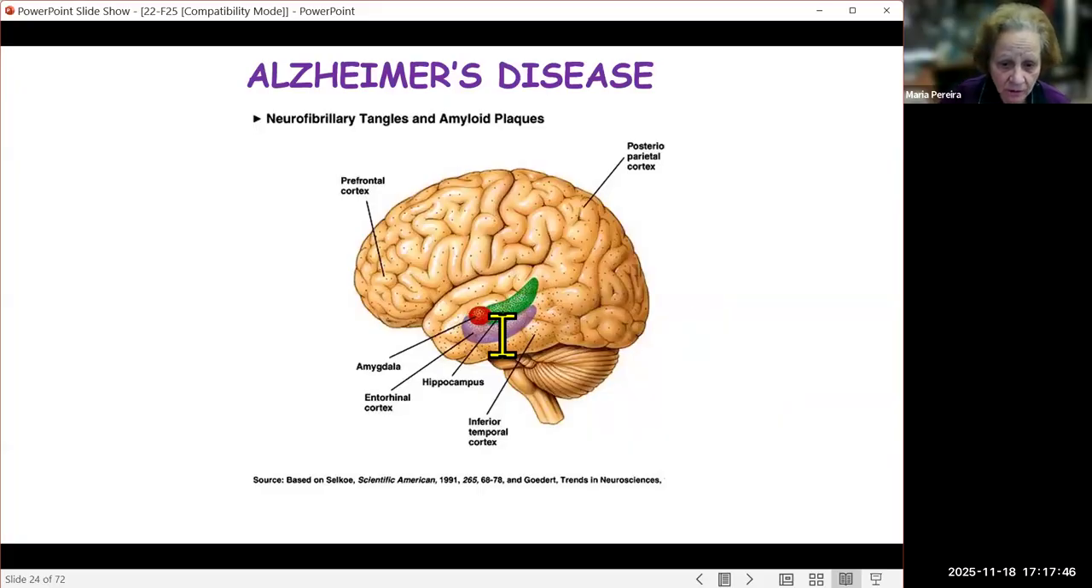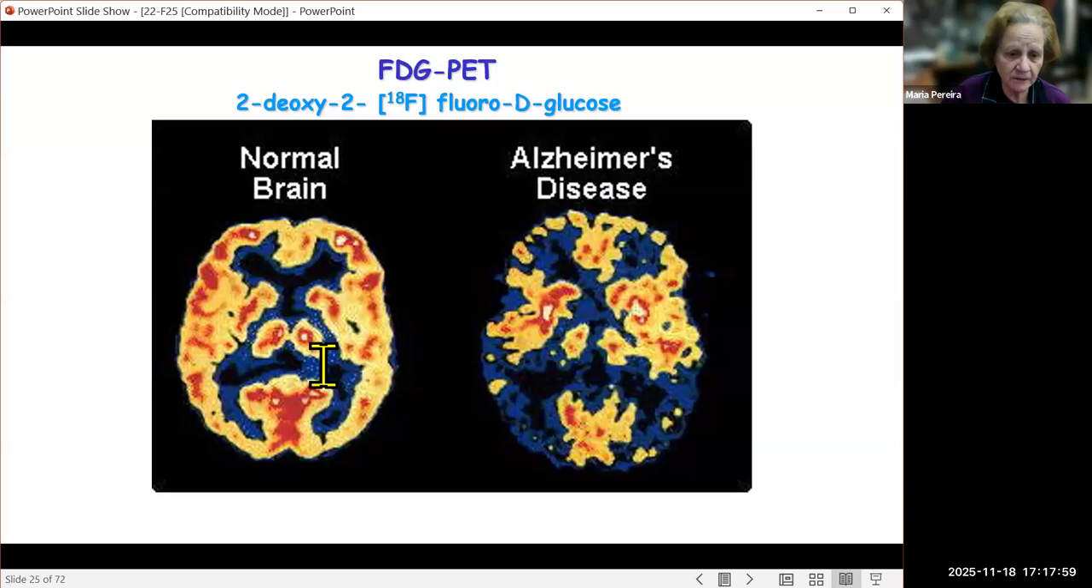Okay, so this is what is represented here. This is the hippocampus and the amygdala. This is another area, which is the entorhinal cortex. It is also associated with memory. So here you see, this is a PET scan.